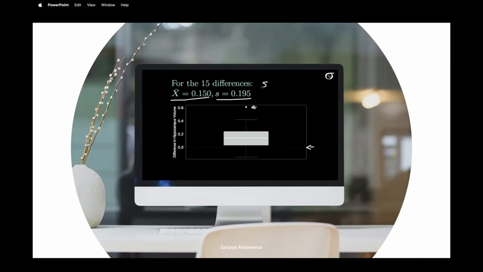And to do so, we need our standard error. And our standard error of x bar is just our regular old standard error from before, s over the square root of n. And this is simply going to be 0.195 over root 15, the number of differences that we have. Then this turns out to be 0.050. That is our standard error that we're going to use in our regular old one sample formulas.